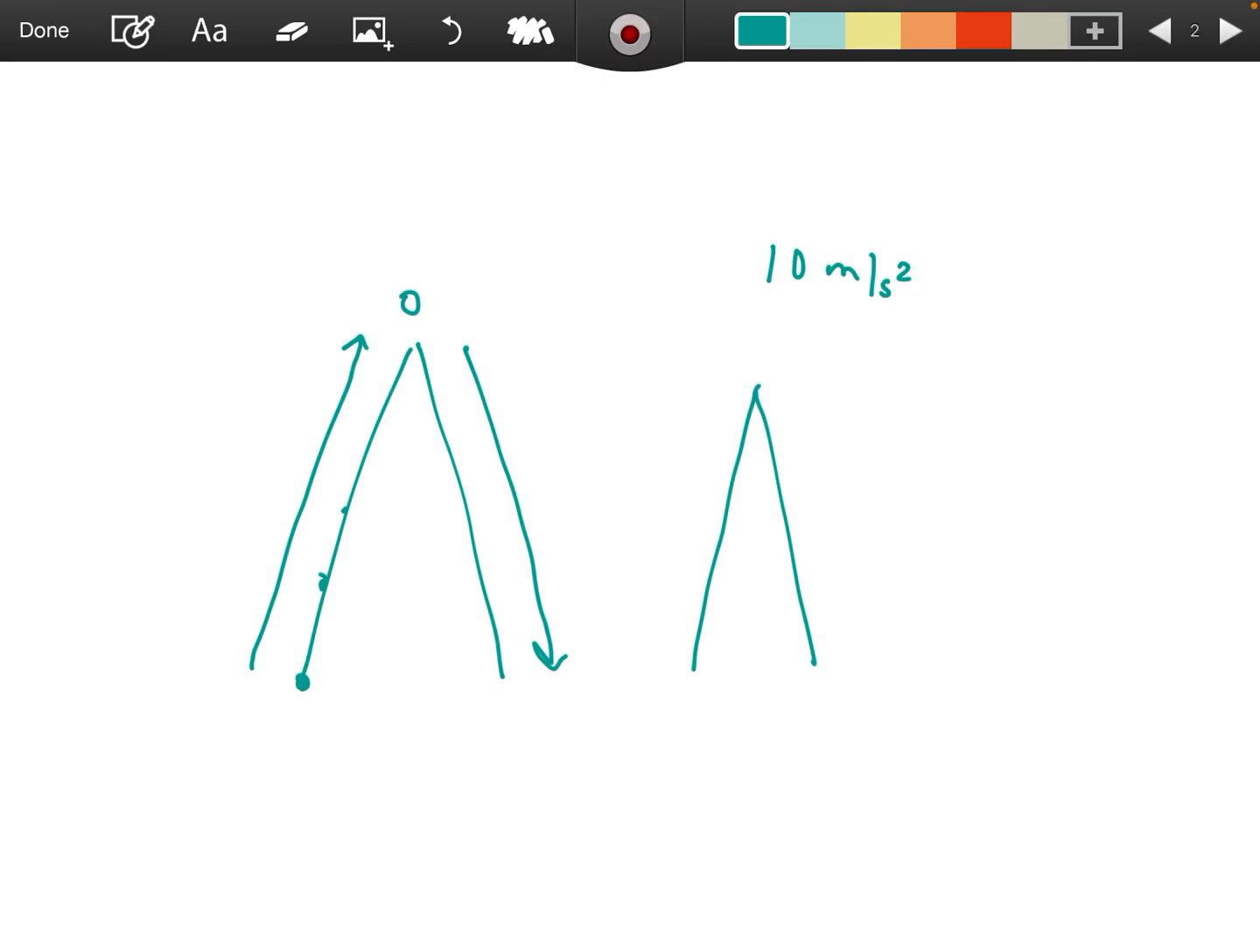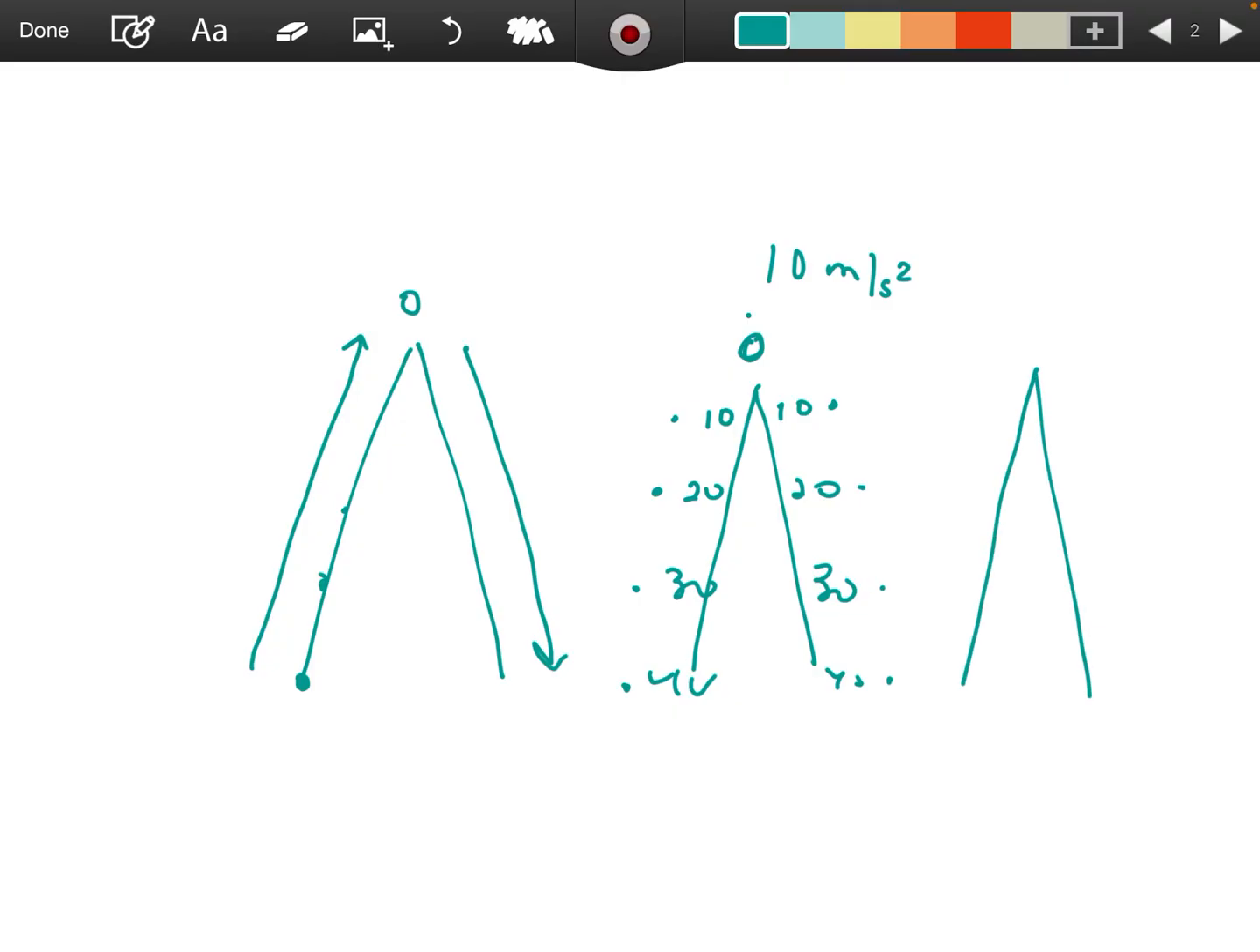And so you just have 0 at the top, and just before you hit 0 would be 10. Just after you left 0 would be 10. That would be 20, that would be 20, 30, 30, 40. So if you throw an object and it leaves your hand at 40, after 1 second it's 30, after 2 seconds it's 20, after 3 seconds it's 10, after 4 seconds it's 0, after 5 seconds it's 10, after 6 seconds it's 20, after 7 seconds it's 30, after 8 seconds it's 40, because it slows down and speeds up. So you'll have to answer those questions there.